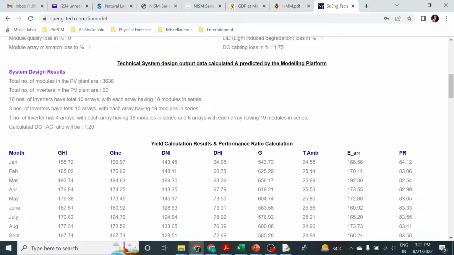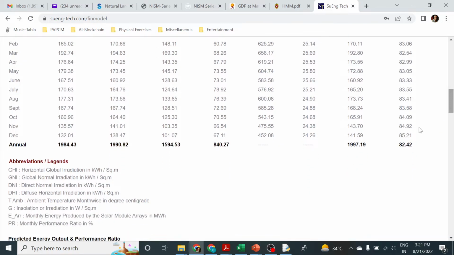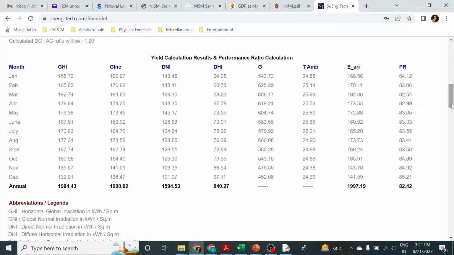19 modules in series. And then the calculated DC to AC ratio of this plant is the designed DC to AC ratio. The final DC to AC ratio of this designed solar PV plant is 1.2. If you remember, we had entered the range between 1.1 and 1.4. Now these are the yield calculation results. Month wise it is given. So E array is the DC output after calculating for all the losses that we had given, shading loss, soiling loss, and so this is the final output.